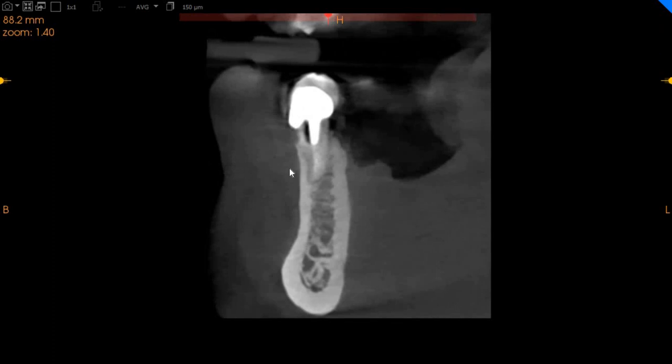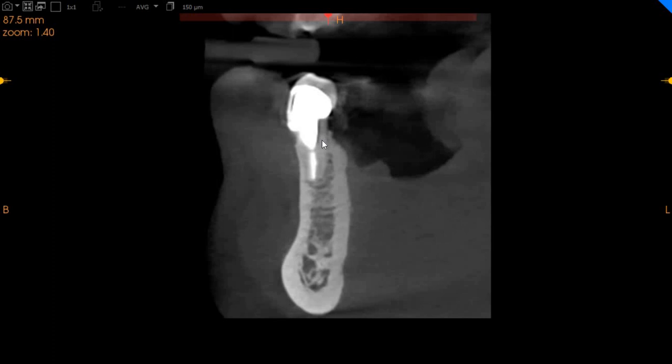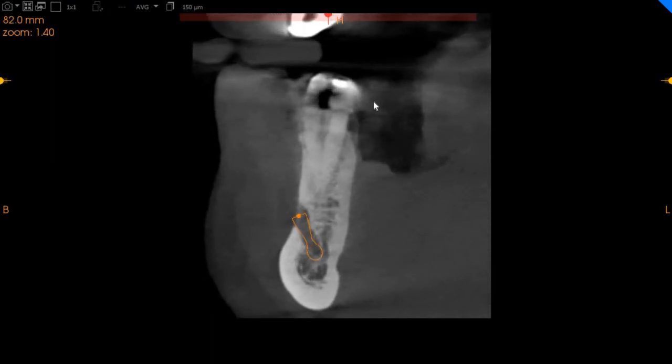Here you will be very clearly able to see the lower right 4-5. The lower right 4 is basically endodontically treated and seems to be doing okay. The lower right 5 has a cavity which is encroaching the pulp, which will definitely need endodontic treatment right here.